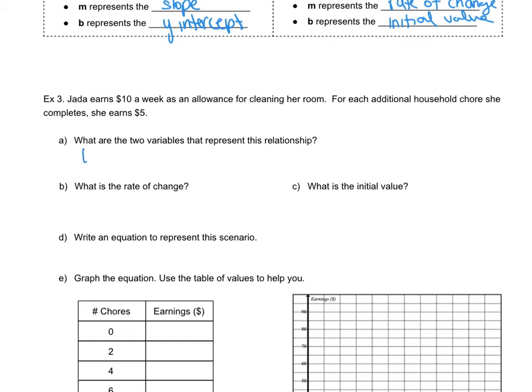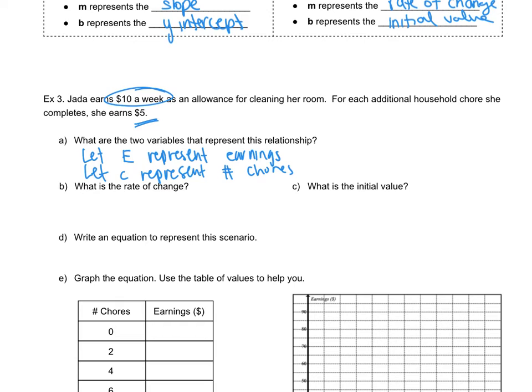So let's write our statements. Let E represent earnings. You could have said A for allowance. Let C represent number of chores. All right, what is the rate of change and what is the initial value? So I see two numbers here. The $10 isn't changing. It's $10 for the week. What can increase her allowance is the number of chores she does, because she gets $5 per chore. So that's already telling me, okay, $5 per chore means that $5 is the rate of change. And then the $10 is fixed. It's $10 for the entire week.